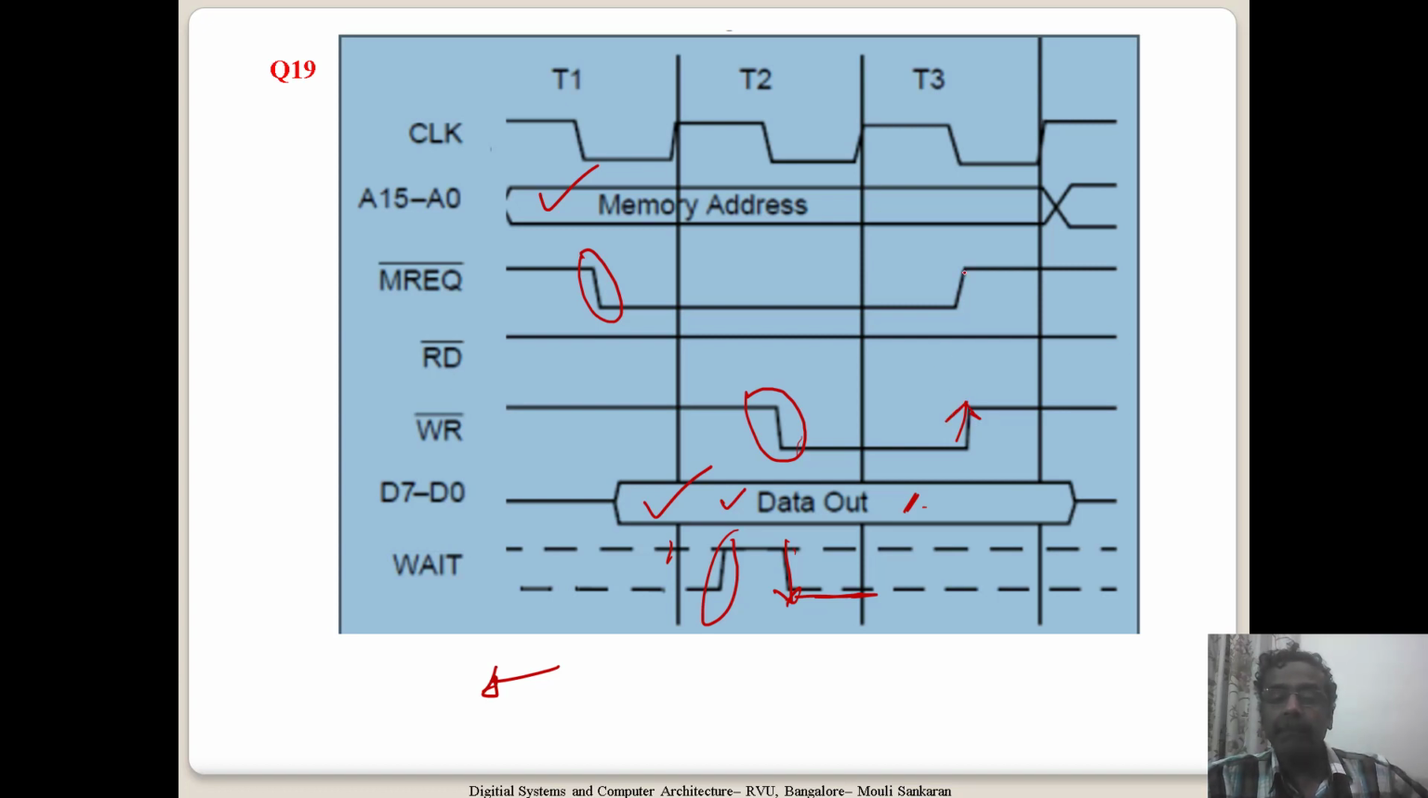So it brings up, that means the memory request is no longer valid, it has become high now because it's actually active low. Once the signal is high, that means the CPU is no longer requesting anything from the memory. The write signal is up, that means it's not a write operation or a read operation, both are high, and then the data is withdrawn from the CPU. The CPU is no longer driving the data onto the data bus, so that is also taken off. Maybe it's a floating state, where nobody is driving anything on the data bus.